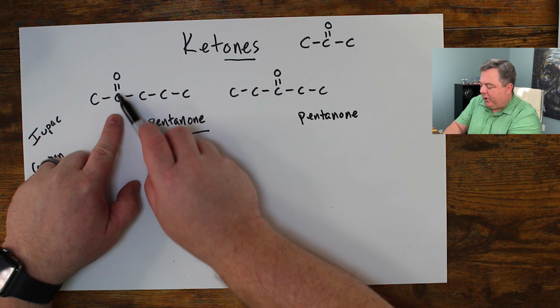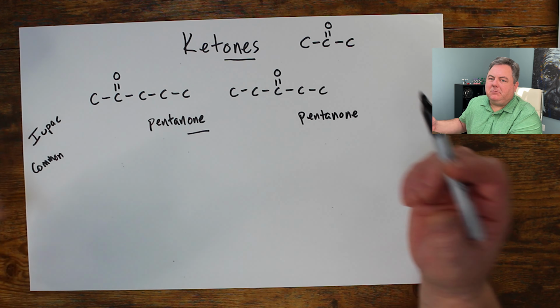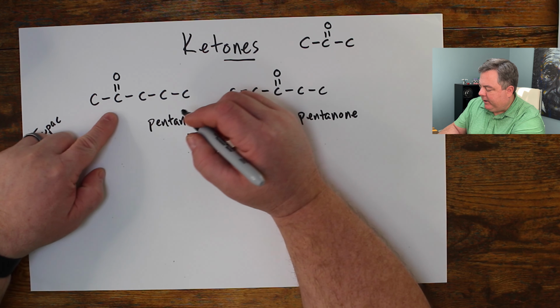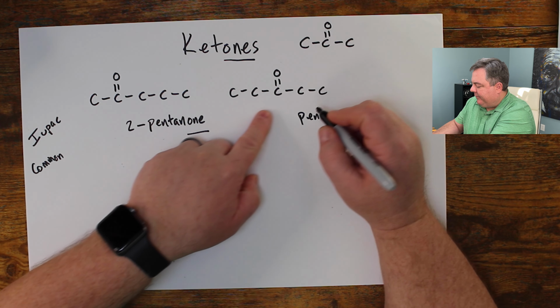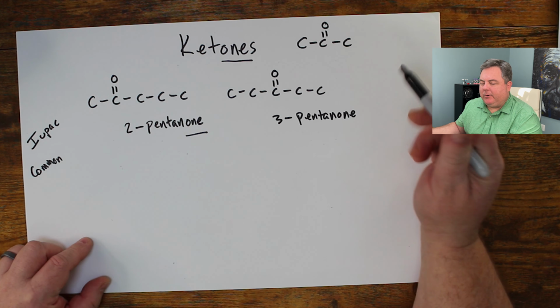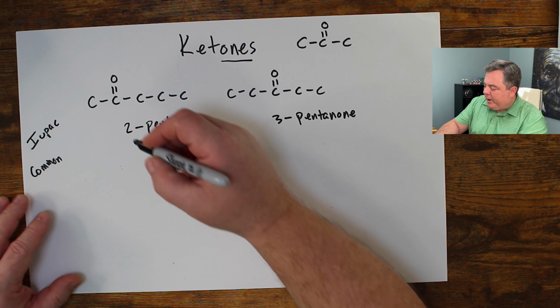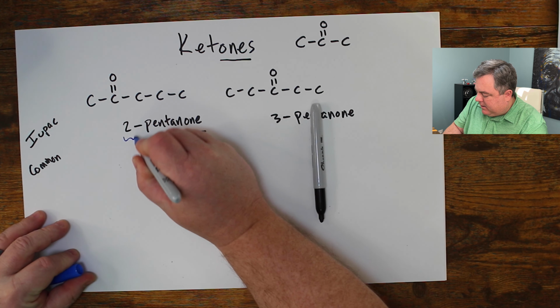But this one has the carbonyl on the second carbon, and this has the carbonyl on the third carbon. So we just have to number where the carbonyl is. So this is 2-pentanone, and this one is 3-pentanone. So 2-pentanone or 3-pentanone.